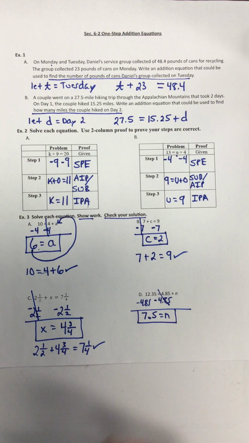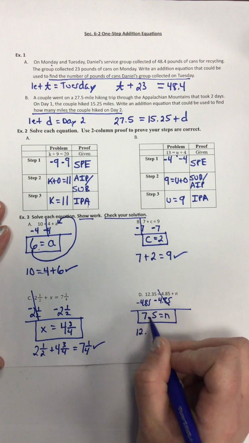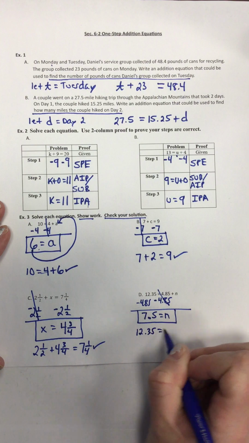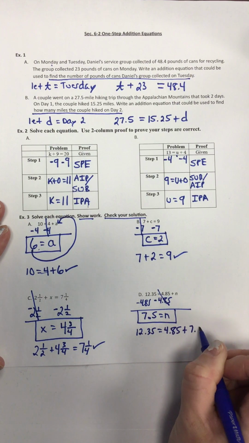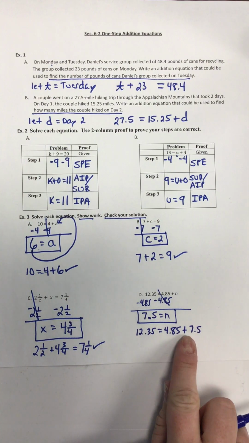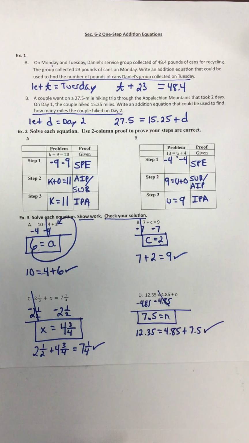And again, I'm going to check it real quick. Plug 7 5/10 in for n. So 12 35/100 better equal 4 85/100 plus n, which I said was 7 5/10. So does this equal this? Yes, it does. So I know without a doubt my answer is right.